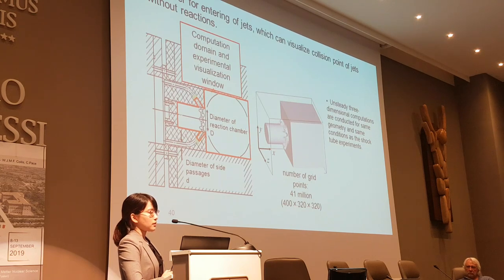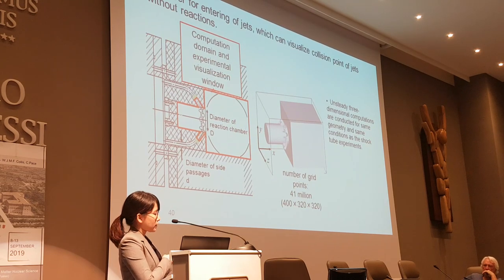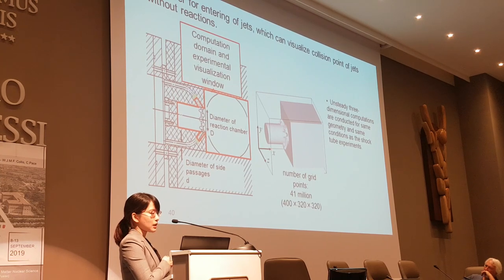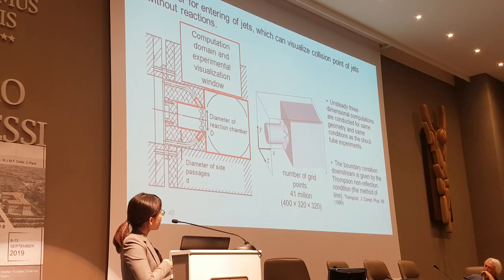And these are the computation domains. We computed the area surrounded by the red lines, which shows the computation domain, the experimental visualization window, which we can take pictures after the collision of jets, the reaction chamber, and the end of the side passages, or the passage for the jets to collide at the middle of the chamber. The number of grid points we use is about 41 million. The computations are conducted for the same geometry and same conditions as shock tube experiments, which I explain later. Also, the downstream boundary condition is given by the Thompson non-reflection condition, otherwise known as the method of characteristics.